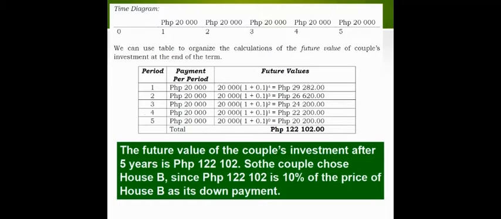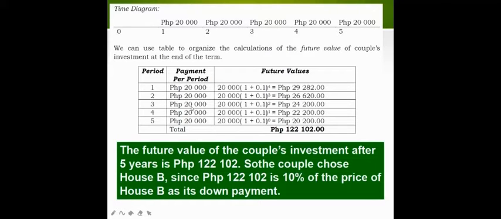Okay, so this is our table. Period 1, 2, 3, 4, and 5. Payment per period. So this is now the period. So using the formula for the future values, in the first period or the first year for 20,000, the future value is 29,282 pesos. For the second year, another 20,000, the amount will be 26,620 pesos.